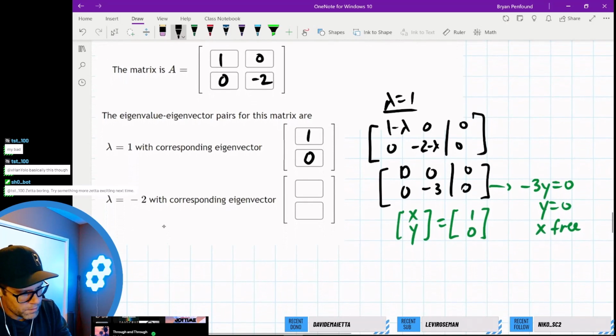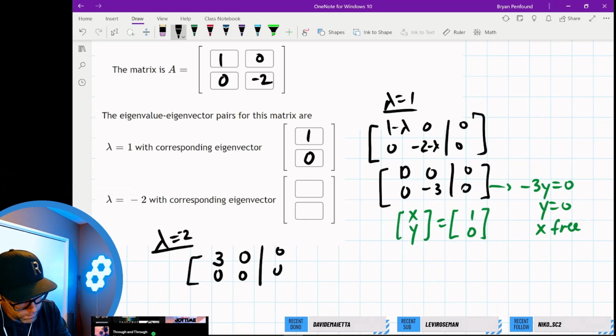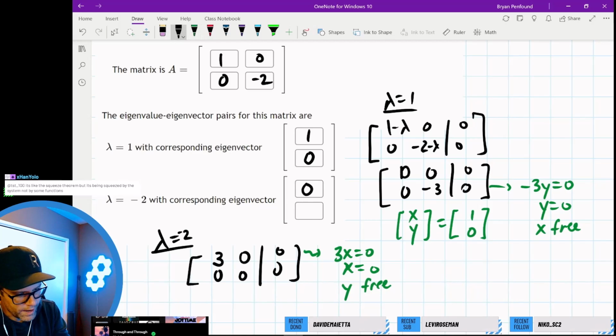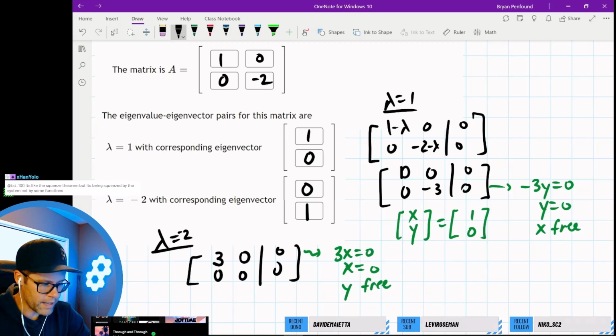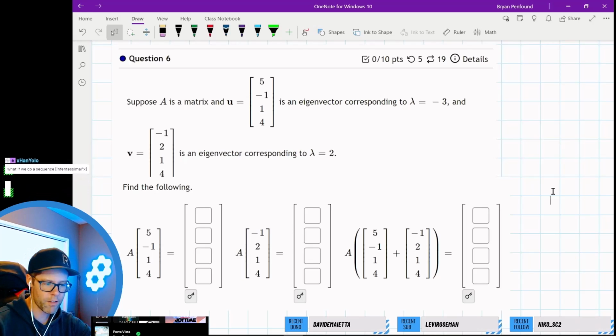Now, for lambda equal to negative 2, what do we get? So we get 1 plus 2, which is 3. We'll get 0, 0, and then negative 2 minus negative 2, which is 0. And in this case, we get 3x is equal to 0, so x is forced to be 0. And then y is free. So x has to be 0, y can be anything we want, so I'll just choose y is equal to 1.